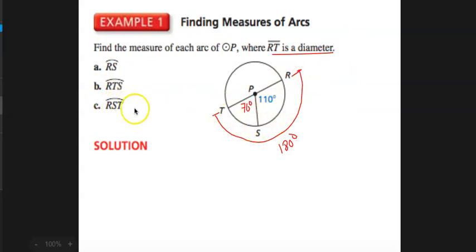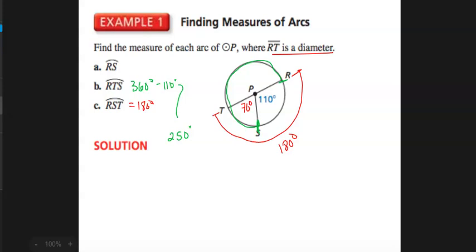RST is 180 degrees. RTS, I'm going to do this one in green, going all the way around, from here to here. Again, the whole circle is 360, and we take away the minor arc RS, which is 110, and that gives us 250 degrees. And 250 and 110 give me a total of 360. So far so good. Take a moment to digest all this.